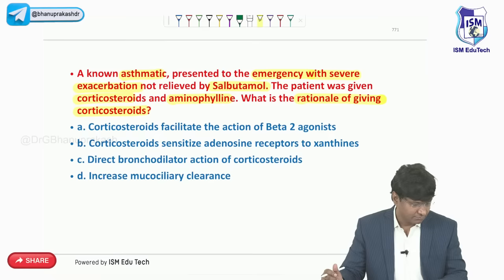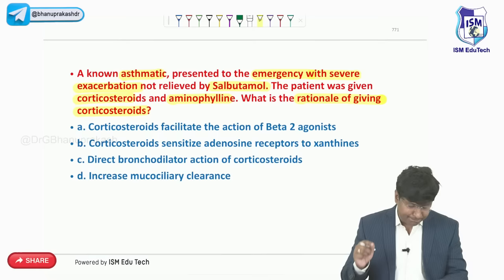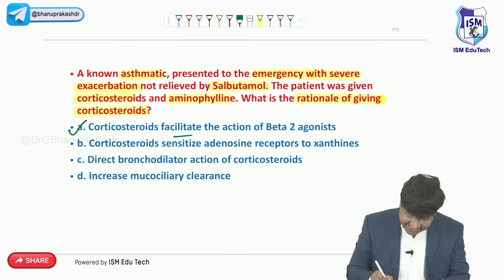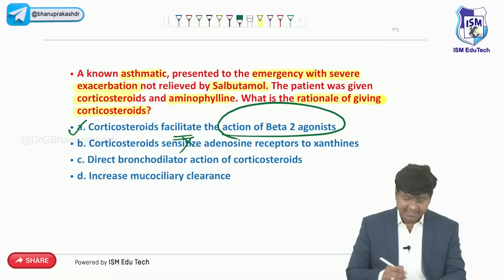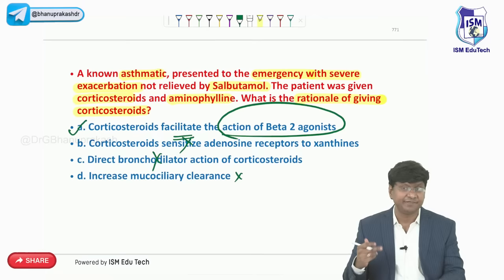So you have to remember that the purpose of giving corticosteroids is that corticosteroids facilitate the action of the beta 2 agonist. They don't sensitize the adenosine receptor, they don't have bronchodilator activity, and they don't increase the mucociliary clearance. They facilitate the action of your beta 2 agonist. That was about your bronchial asthma.